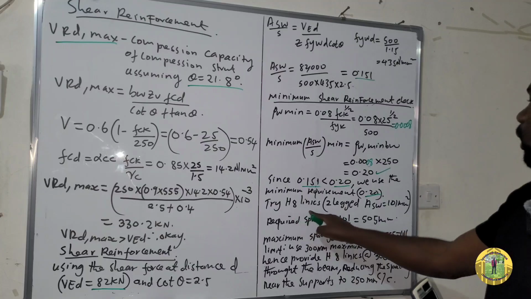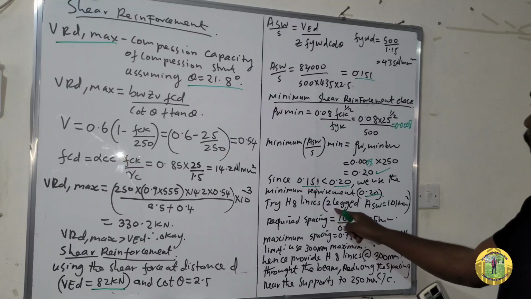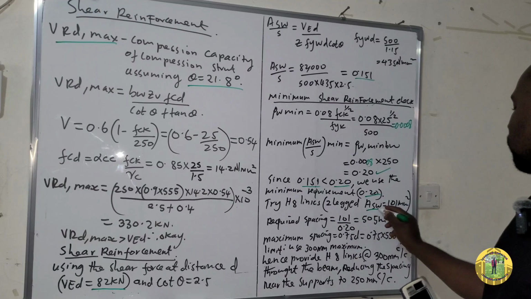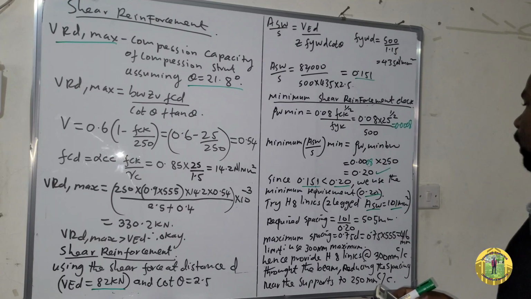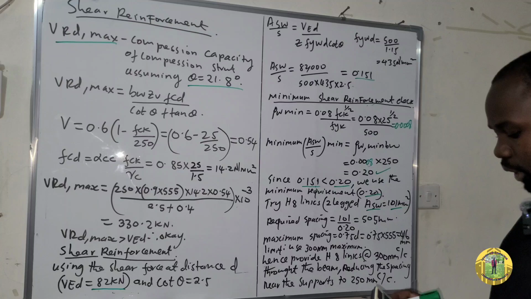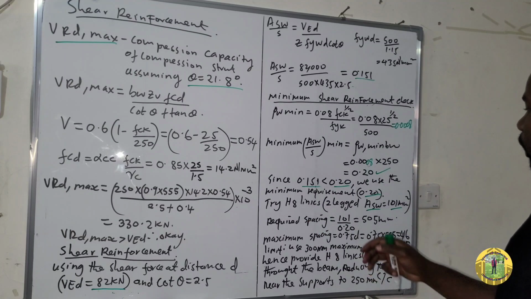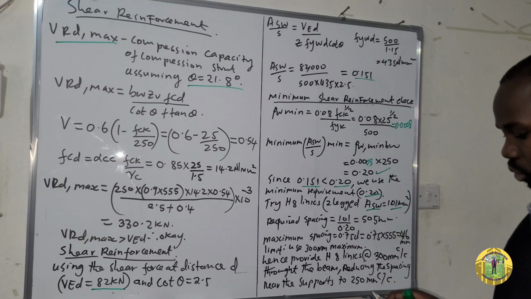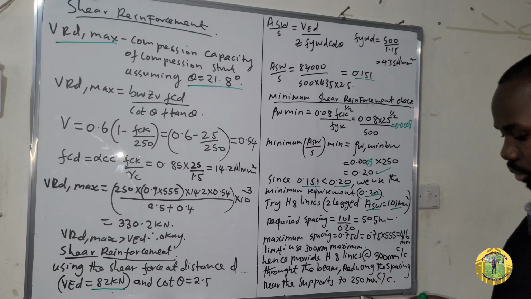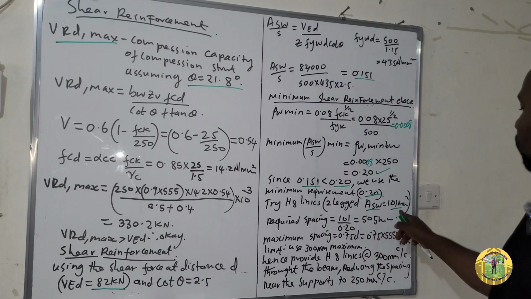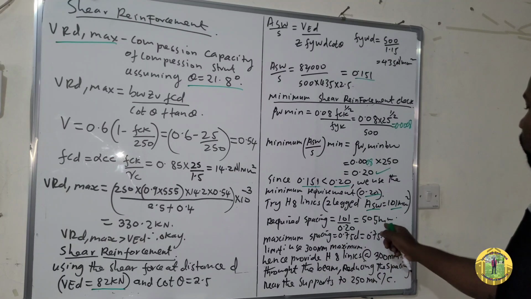So let's try H8 links. These links, we give it two legs. Two-legged, the area of this steel is 101. The formula for area is pi d square over 4. So you'll take pi times d, D is 8, 8 squared. How many are they? 2 times 2, all over 4. You will get 101 millimeter square. So required spacing is 101 over 0.20, which is 500 millimeter.